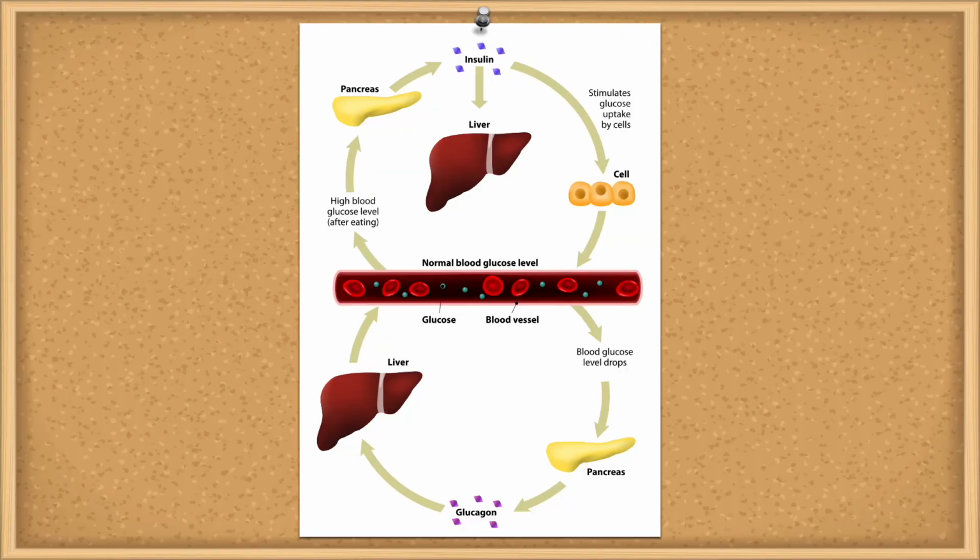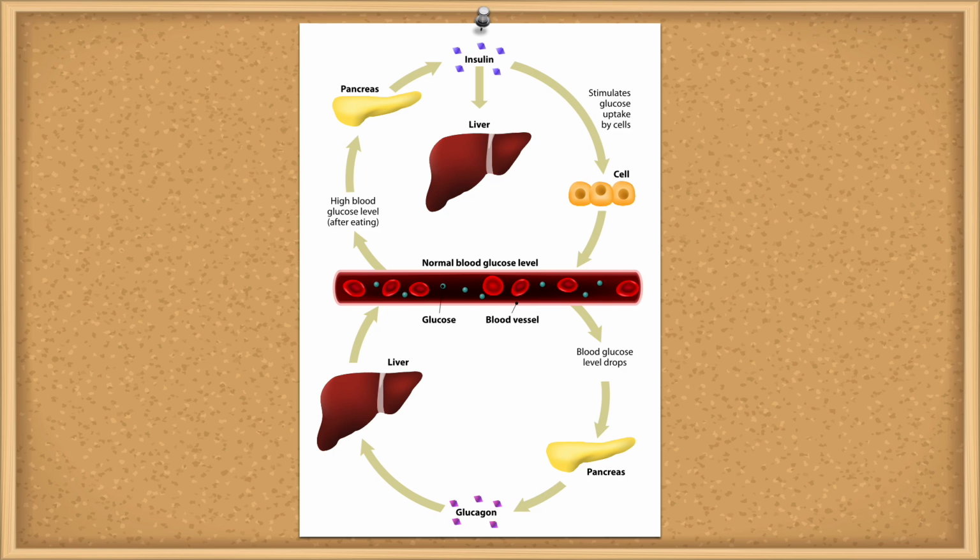Blood sugar regulation is a classic example of the hormonal system at play. The body has a blood glucose level that it functions best at. When blood sugar levels rise after a meal, the pancreas senses this and secretes the hormone insulin. Insulin tells the liver and skeletal muscle to take up glucose from the blood and store it for later use, bringing the blood glucose level down to its normal concentration.